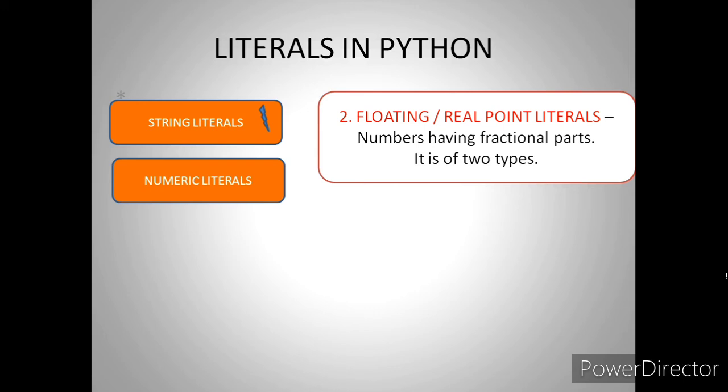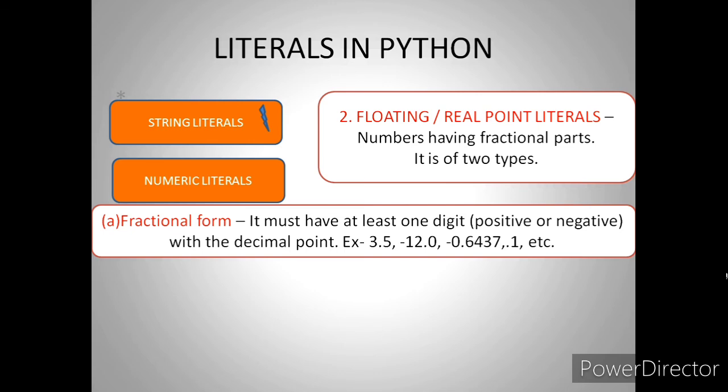But this floating type is again of two types. The very first is the fractional form. That means it must have at least one digit, either positive or negative, with the decimal point, like 3.5, minus 12.0, minus 0.6437, 0.1. So this is having a fractional part, isn't it? If you see this, it is having a fractional part.